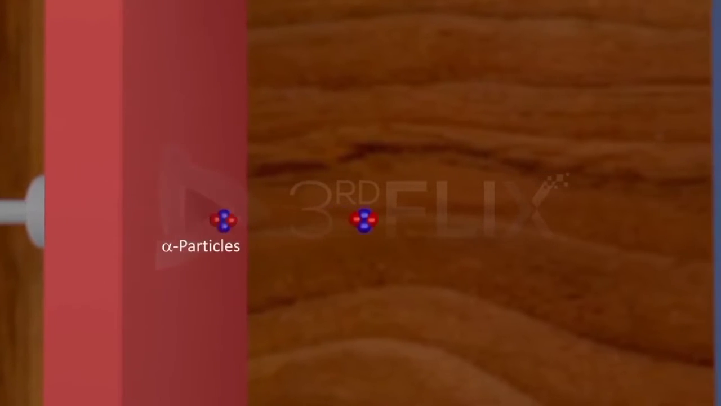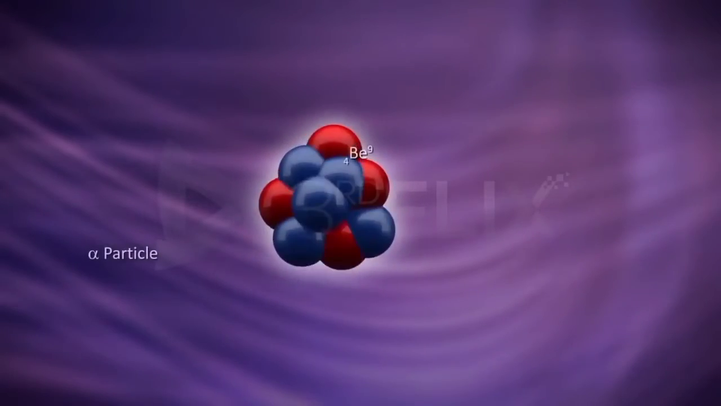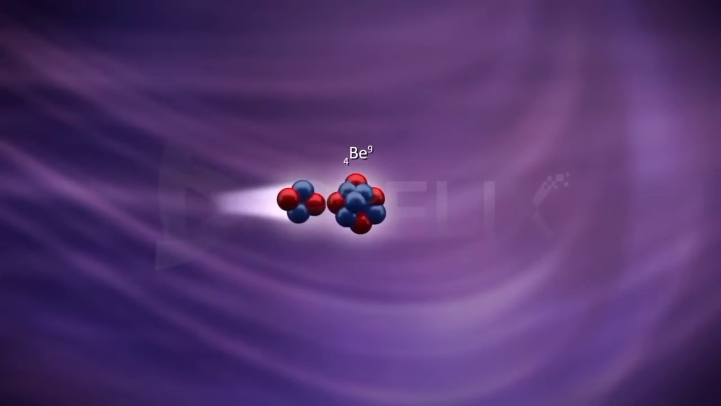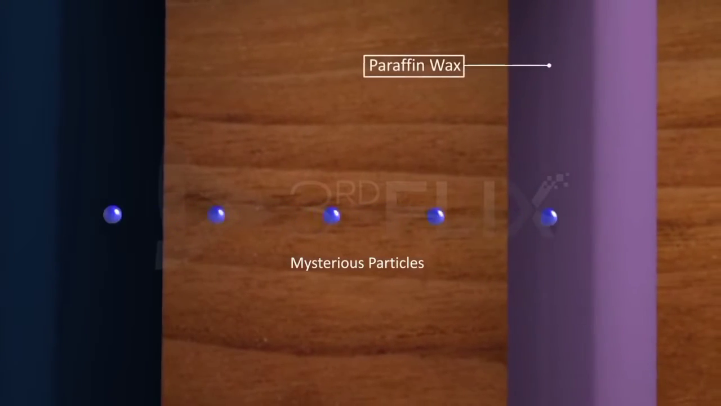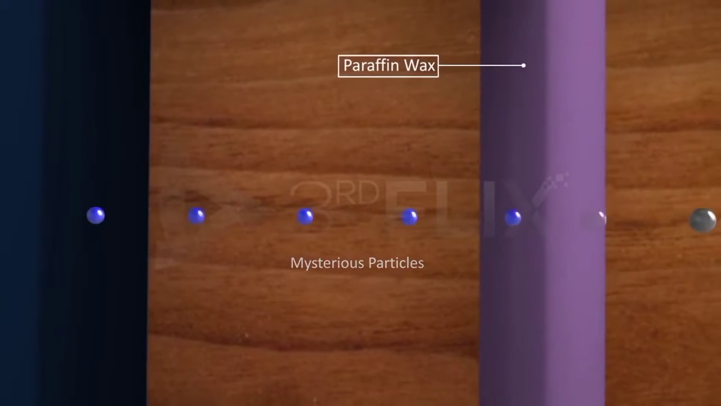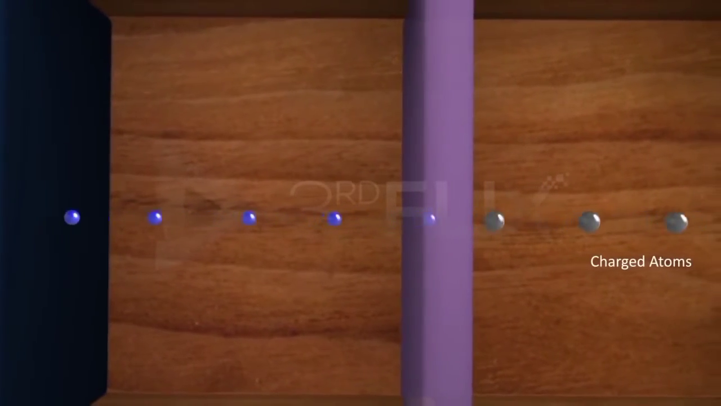In this experiment, alpha particles were projected towards a beryllium foil. As a result, the beryllium foil was found to emit some mysterious particles that had neutral charge. These rays were allowed to pass through a slab of paraffin wax, which resulted in the release of charged atoms due to collision.